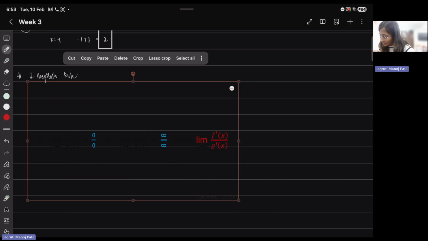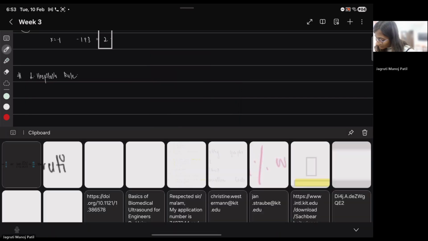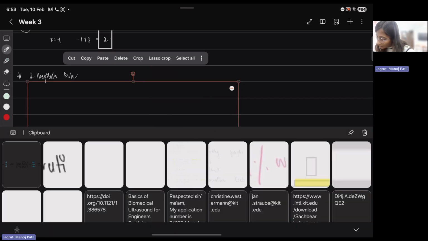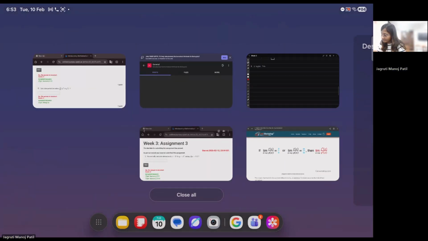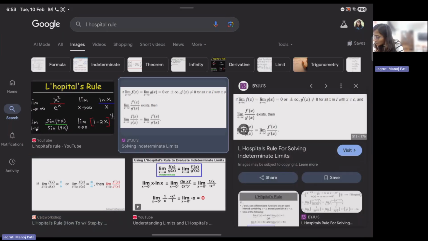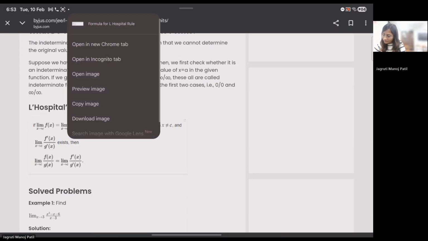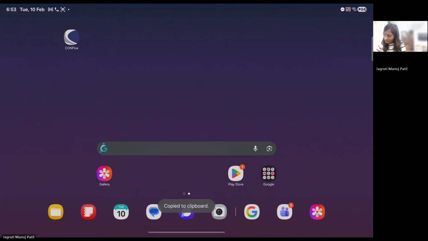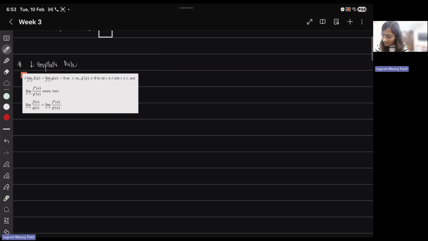Uh-oh, it's not being pasted because it was in dark mode. And this is also dark mode. We'll just take from somewhere else then. Let's say buy juice. It also has something like that. Yes, there we go.